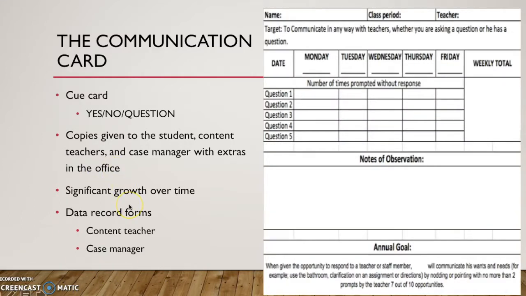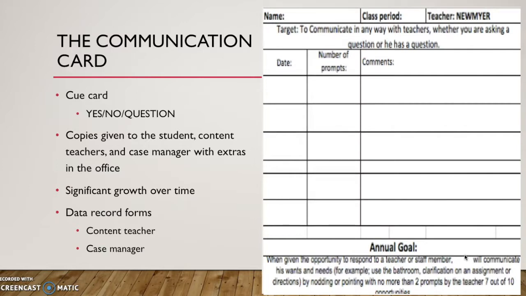The data record forms were pretty different depending on whether you were the content teacher or the case manager. For the content teacher, we made it short, sweet, and simple. One question: how many prompts without a response, 1, 2, and then a weekly total. Notes of observation in case they wanted to share anything with us, as well as the annual goal written at the bottom. This one is a lot simpler than the case manager's because content teachers do not have as much time to focus on the student. The case manager, however, is within 2 inclusion classrooms with this student. Therefore, they're able to give additional support, be more patient with him, and give him extra time to respond, whereas the content teacher would not.